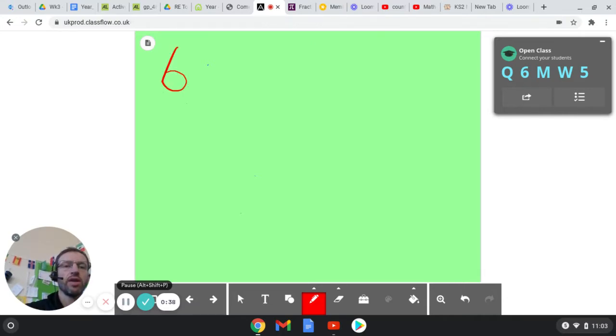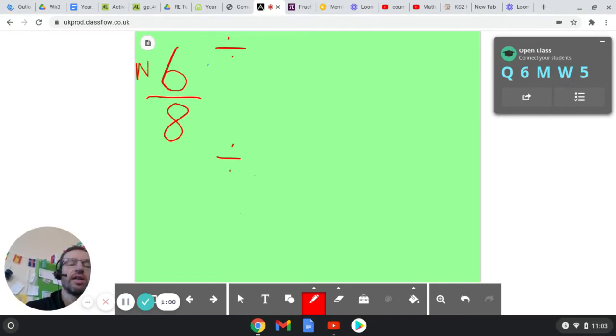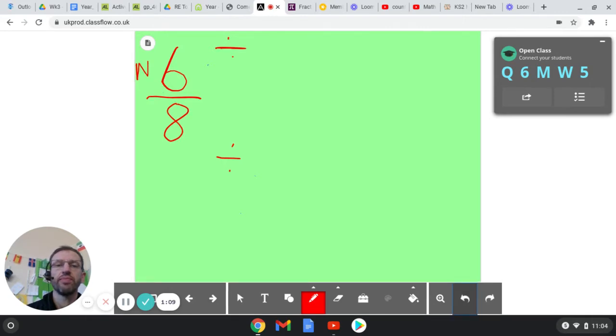So if we have 6/8 and want to simplify it, we have to divide, not add, not times, not take away. It's always got to be division with fractions, so that the number on the top is divided by the same thing as the number on the bottom. Now, I could divide the number on the top here, the numerator, by 3, but that's not going to work for the number underneath. I can't divide 8 by 3, so that's not going to be possible.